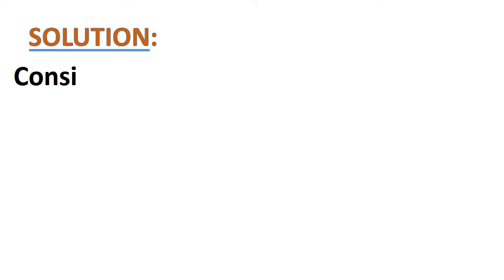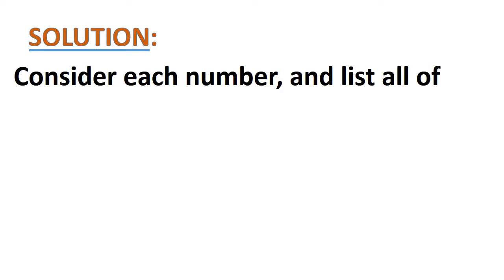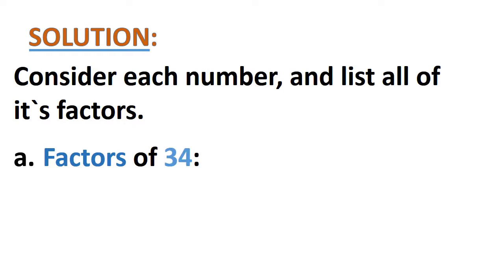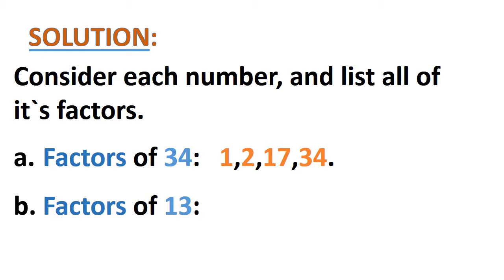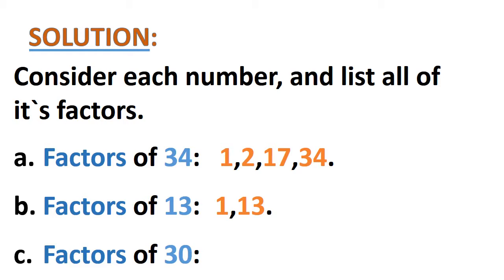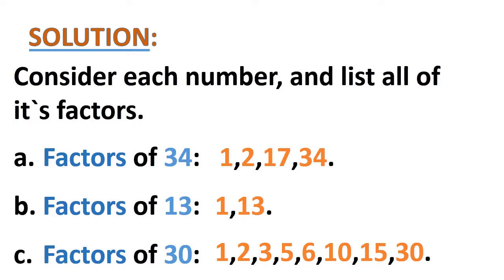Solution. Consider each number and list all of its factors. A. Factors of 34: 1, 2, 17, 34. B. Factors of 13: 1, 13. C. Factors of 30: 1, 2, 3, 5, 6, 10, 15, and 30.